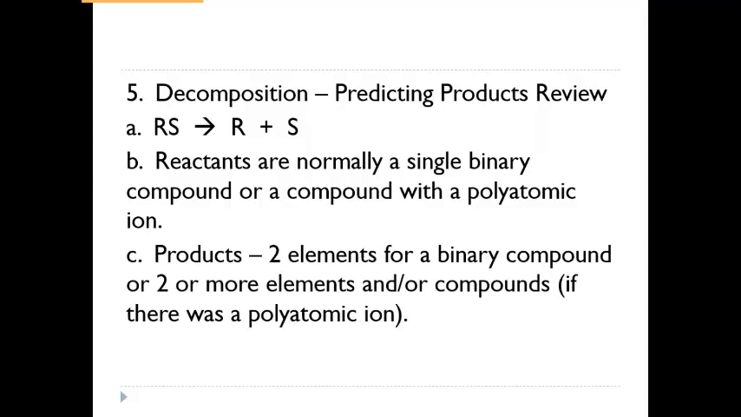And the product is either going to be 2 elements like we had in all of ours, or it could be 2 elements and a compound, or 2 compounds with an element, or a compound and an element. So there's definitely a lot of variety. We will be going through a few different examples of predicting the products of decomposition. If there's a certain polyatomic ion involved, we can help predict what the products will be a little easier. So we'll be doing some more work with decomposition in class.